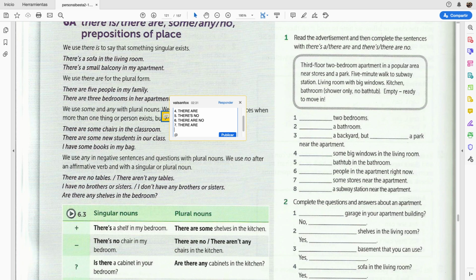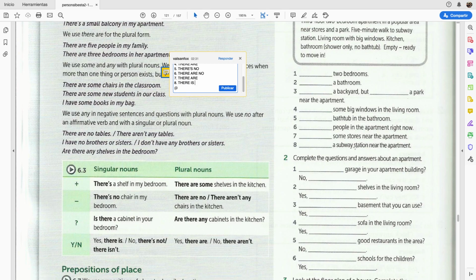And finally, number 8, a subway station near the apartment. A subway station, a 5-minute walk to the subway. Yeah, it's near. So there, a subway, singular, there is. Okay, so here you can see how we use there is and there isn't to talk about places in a town, for example.